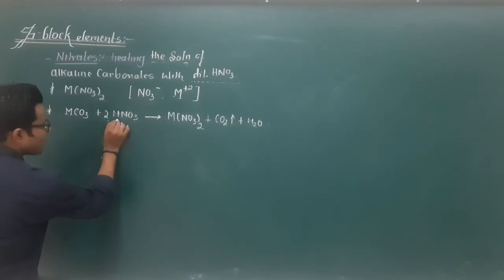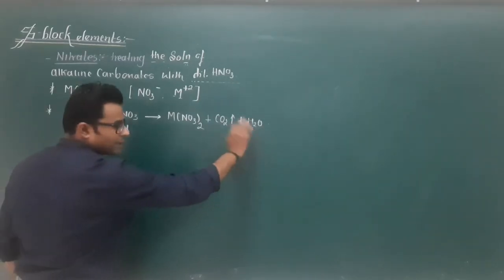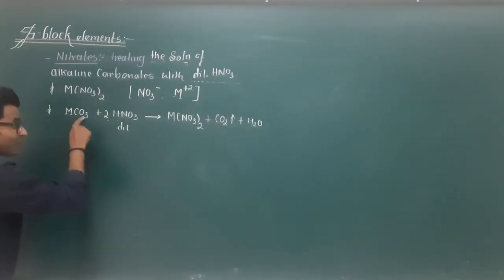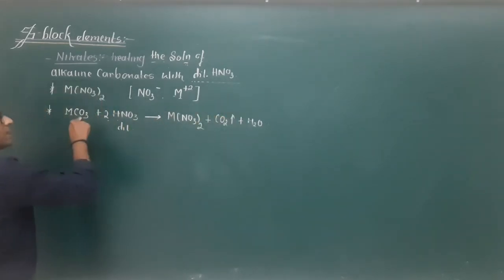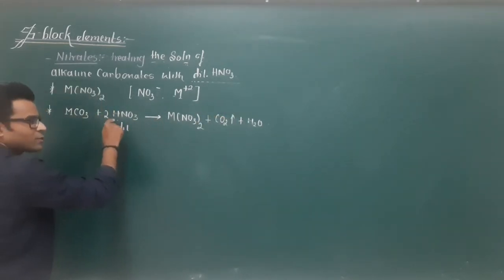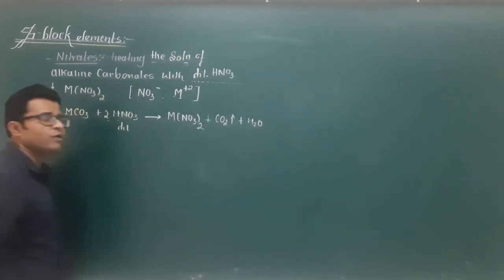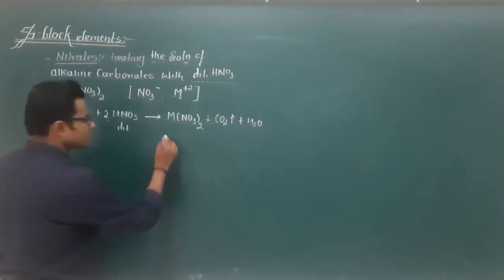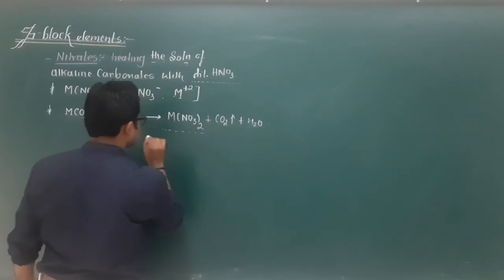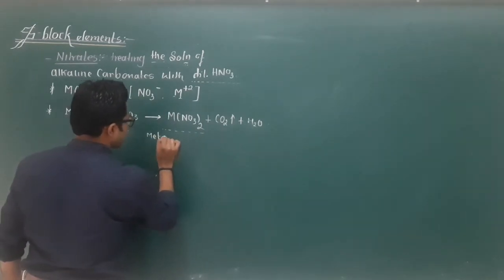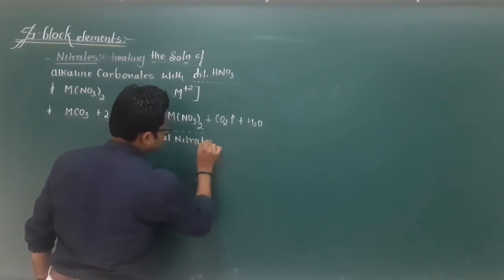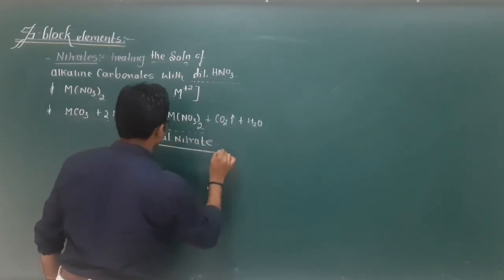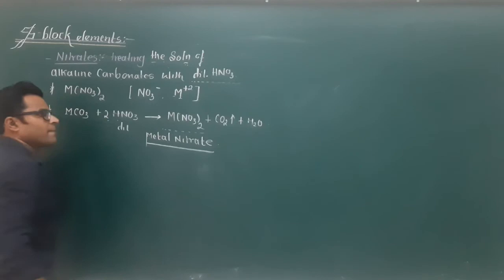So these are the 2 hydrogens. Out of CO3, we have only CO2 coming out. That means 1 oxygen is combining with these 2 hydrogens in order to form a water molecule. So these are your metal nitrates. This is the metal nitrate.